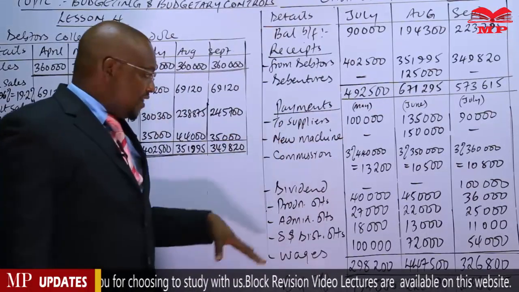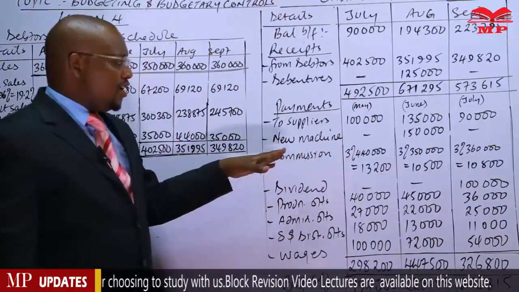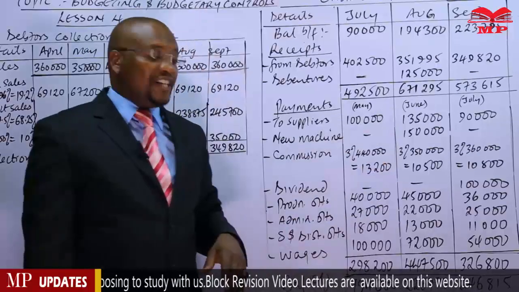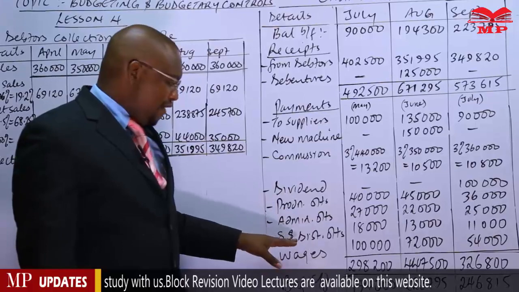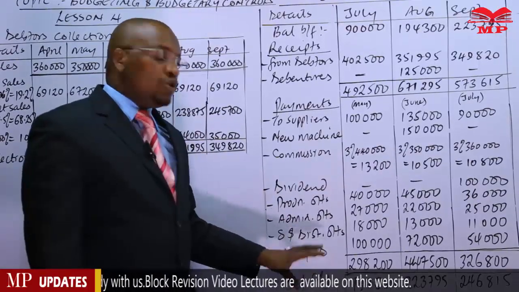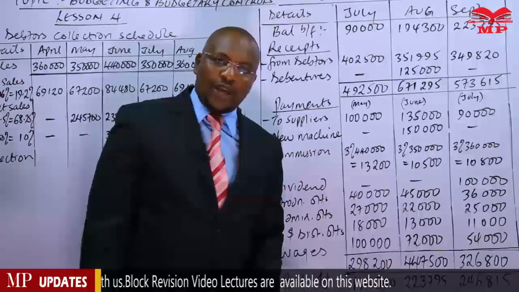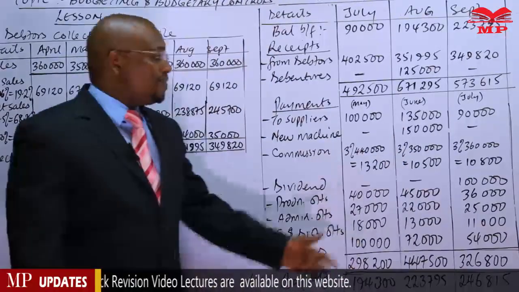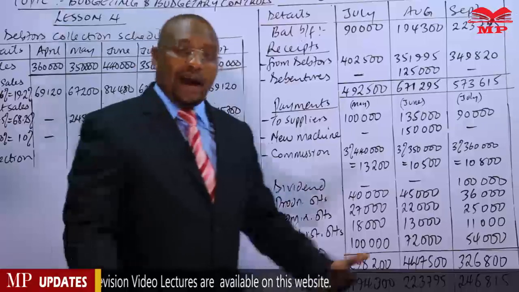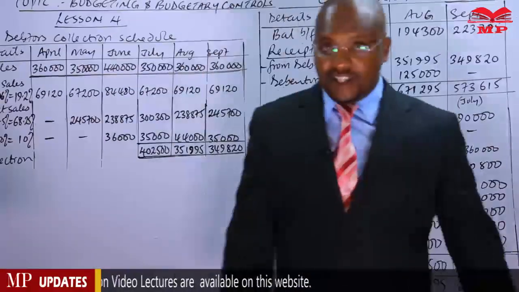When it comes to the other, like now commission, we have paid also 1 month after. When it comes to the dividends, okay, but for the other overheads and the wages, we are told we are paying them 1 month after. So you have to push and remember how to push that, and then you balance. That is it about such a question, and we come to the end of cash budget.